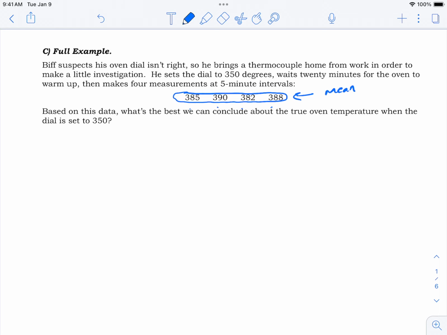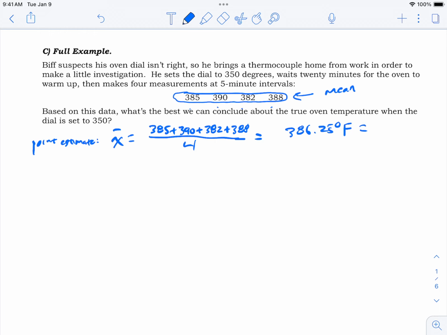Now, you could get a point estimate. So the mean is, you would add up all the temperatures, 385 plus 390 plus 382 plus 388, and then you would divide by 4, since there's 4 of them. I worked this out, and what did I get? I got 386.25 degrees Fahrenheit.